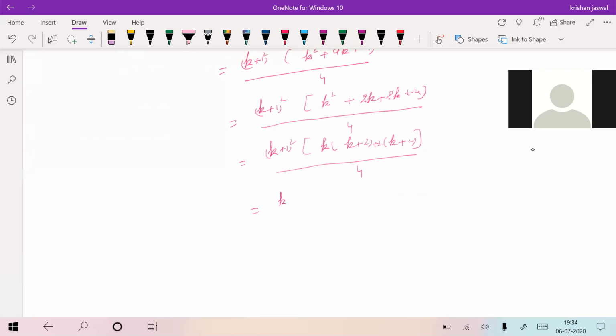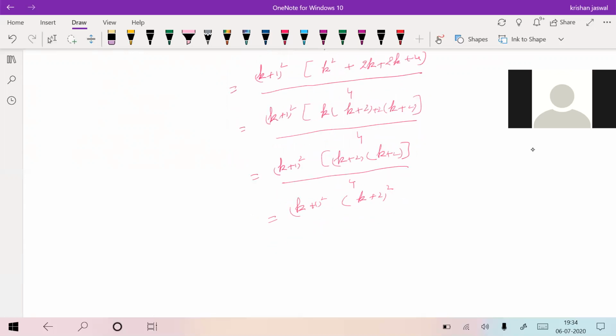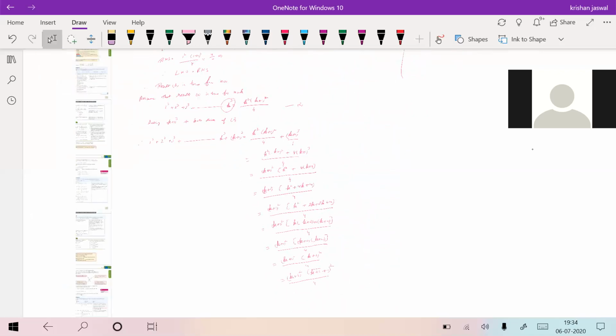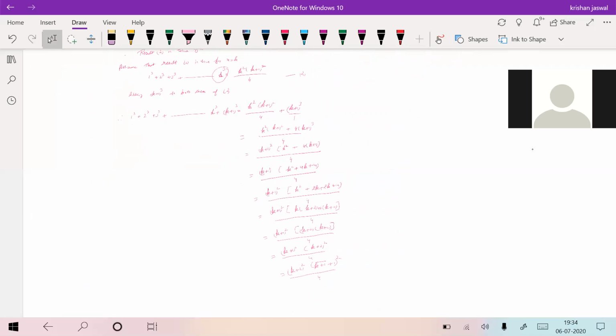Now k plus 1 whole square into k plus 2 whole square over 4. Or we can write k plus 1 whole square into k plus 1 plus 1 whole square over 4. Therefore, result is also true for n is equal to k plus 1.